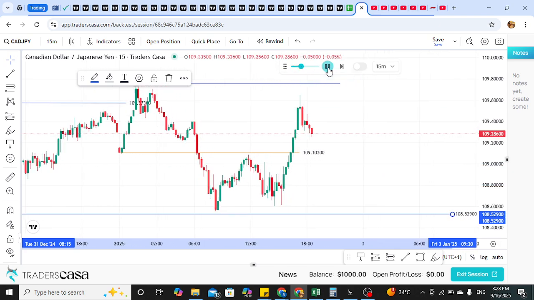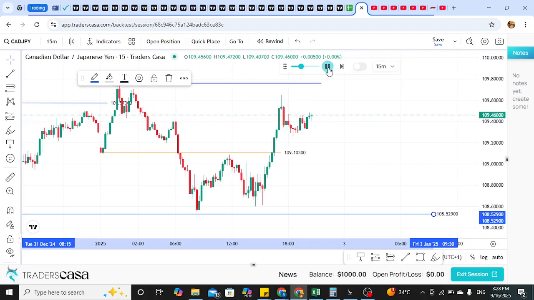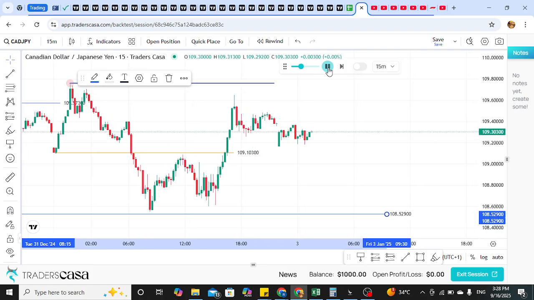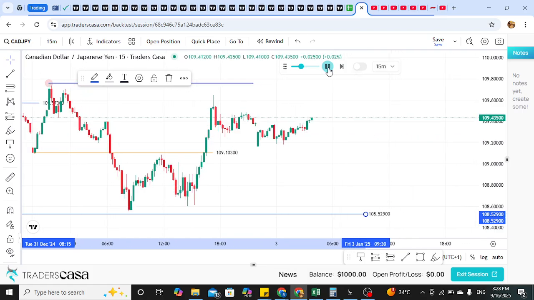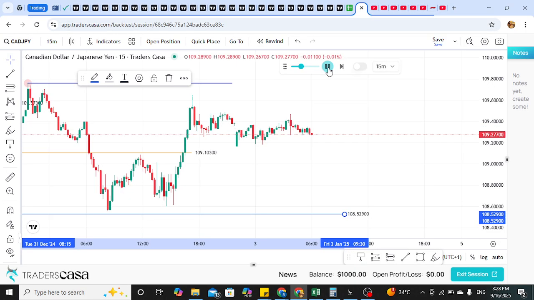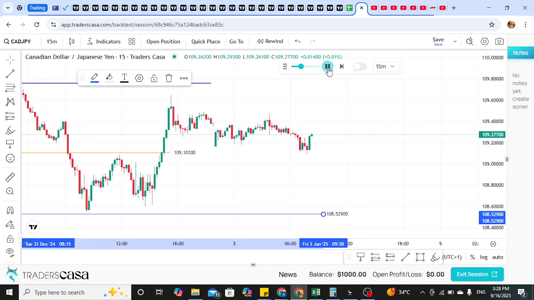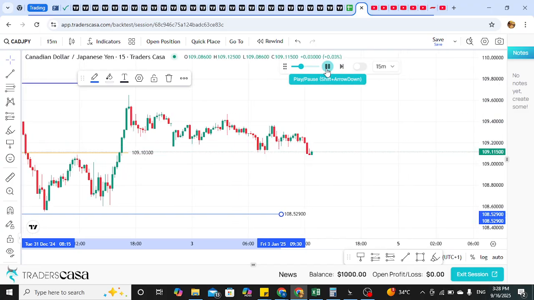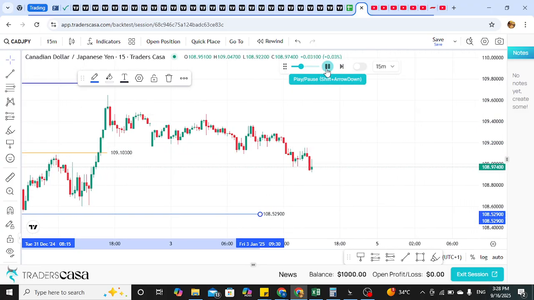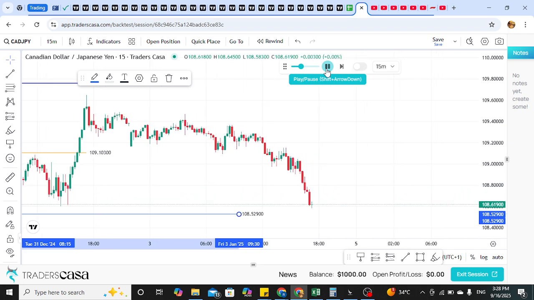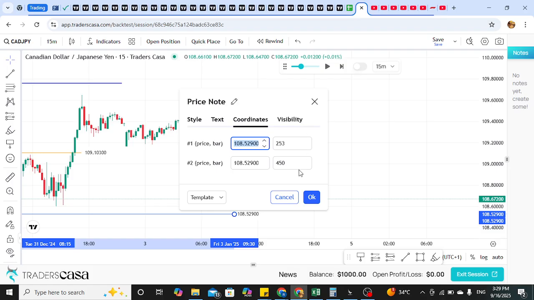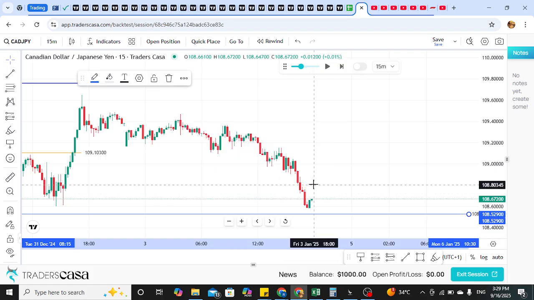Okay, interesting. It didn't hit the lower range, and as long as the chart is within those two, there is nothing happening. All this is nothing until one of the ranges, the high or the low, is broken. And let's see here. Let's go to 550.